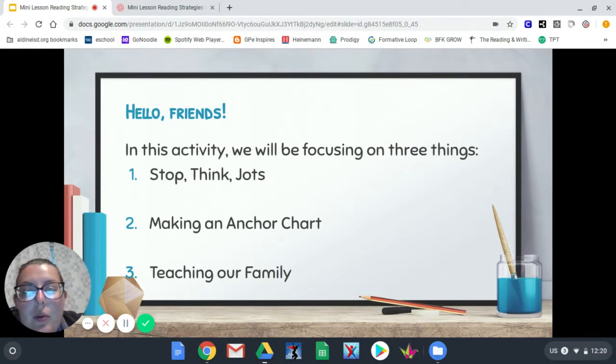This week we're going to be focusing on reading strategies and being able to teach someone a reading strategy. So we're going to go in order here of the steps you should take in order to be able to do that. We're going to be focusing first on stop, think, jots, making an anchor chart, and teaching our family.